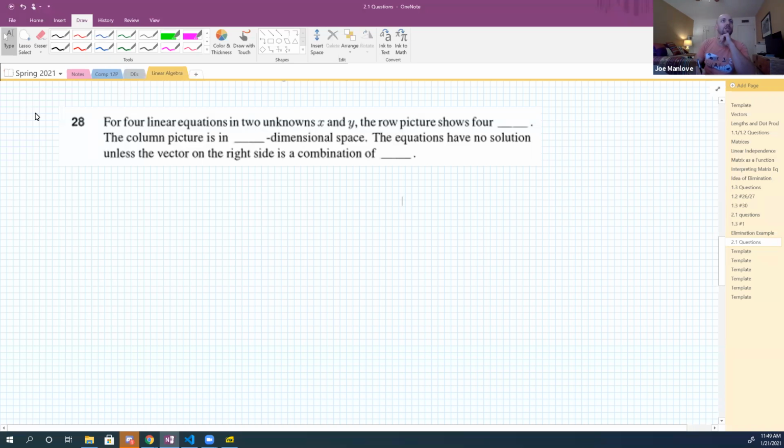All right, so let's check. Is this also, this is still 2.1. So this is 2.1, number 28. Yeah. We have four linear equations in two unknowns. Okay, so first, what the heck does that mean? Like, what's an equation in two unknowns? Can somebody give me any example of a linear equation in two unknowns?